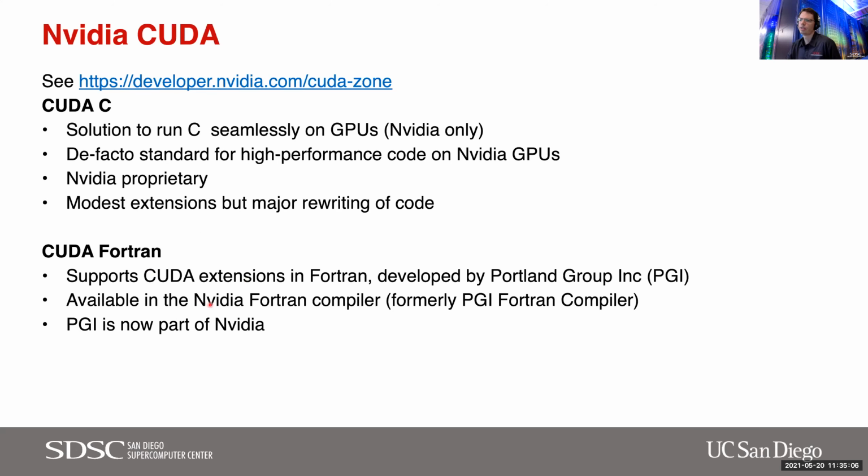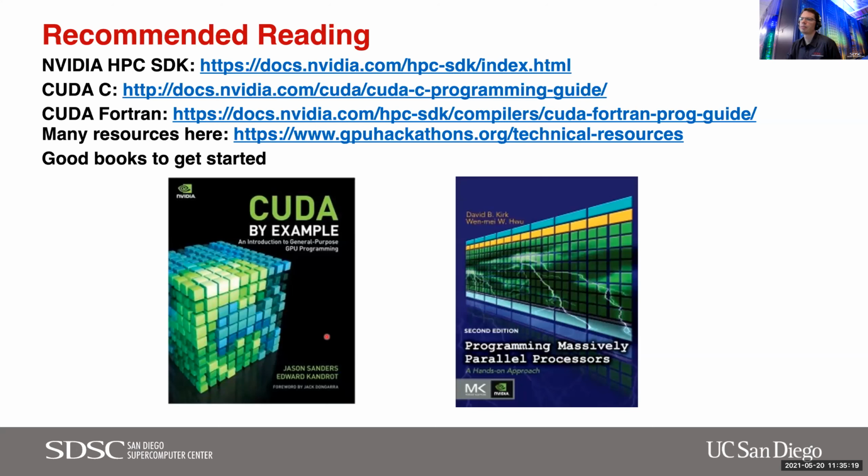There's also CUDA Fortran that has CUDA extensions for Fortran. It was developed by PGI and it's available in the PGI Fortran compiler, but also now in the Nvidia Fortran compiler. And there's some recommended reading here about the Nvidia HPC SDK, then CUDA C. The programming guide is actually pretty good. Also about CUDA Fortran. And then here, this website, gpuhackathons.org, there's a lot of resources. We just had a hackathon organized also at SDSC, but there are many throughout the year, so that must be something you could be interested in if you have code that you want to port.